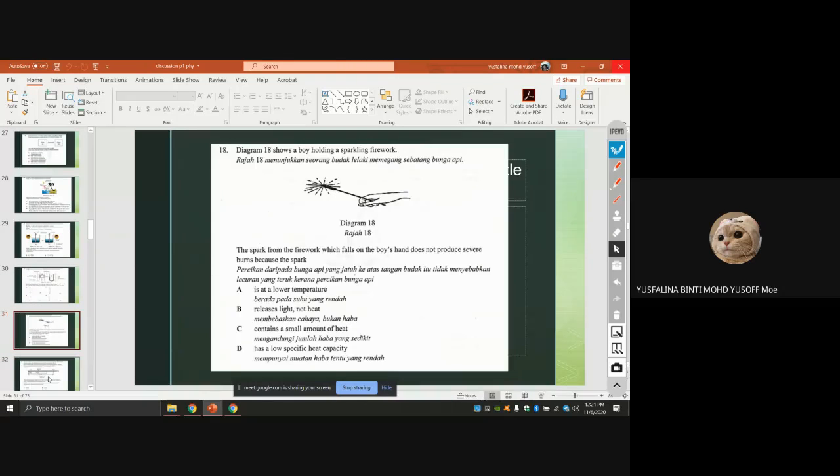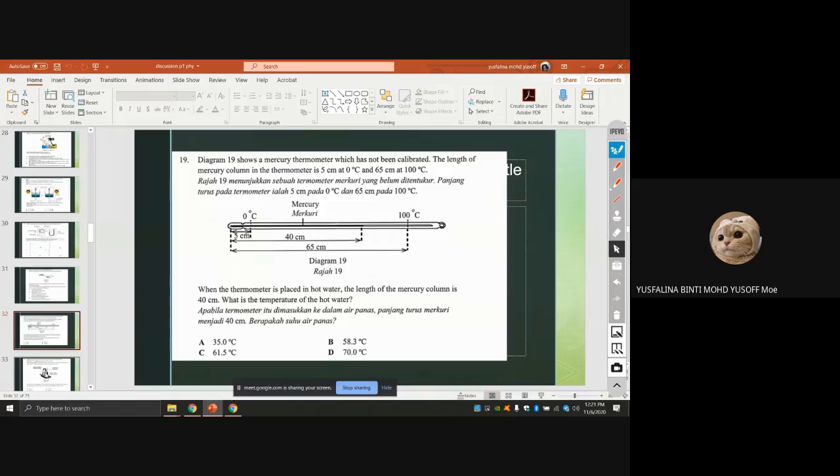Alright, 21. The spark from the firework which falls on the boy's hand does not produce severe burns because the spark has a low specific heat capacity. So the answer for 18 is D. Number 18, the answer is D.